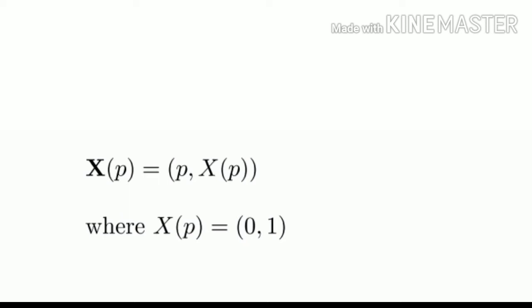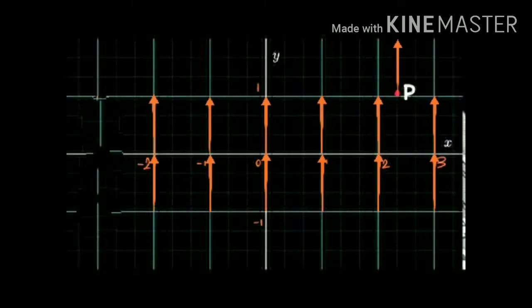For example, consider the vector field on R^2 defined by X(P) = (P, x(P)), where x(P) is the ordered pair (0, 1). This vector field maps each point in R^2 to the vector (0, 1) at that point. And we can visualize the vector field as in the figure.